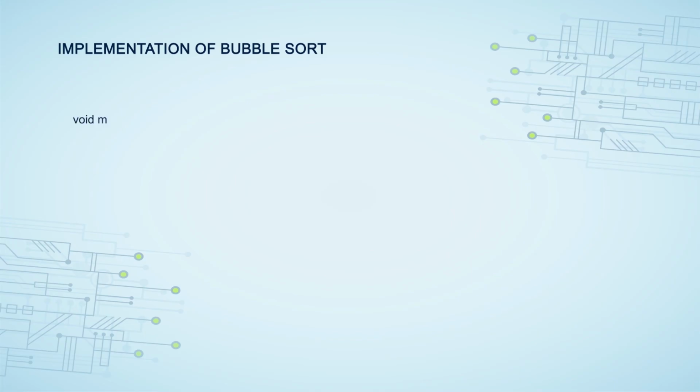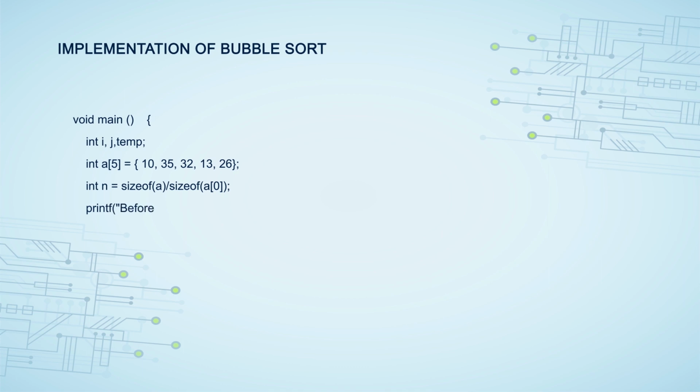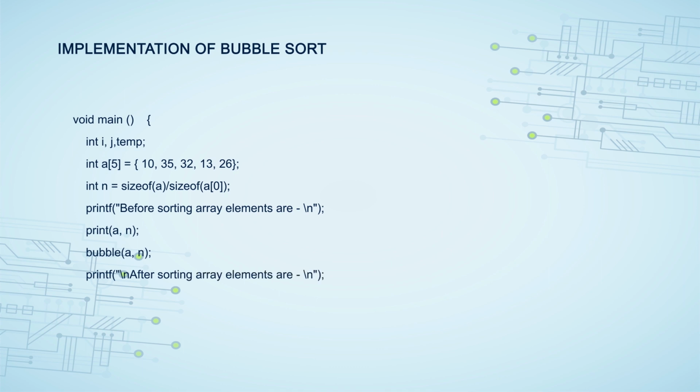After this I am writing the main function. Inside the main function I am writing 3 more variables i, j and temporary. I have initialized an array a of 5, and the values are 10, 35, 32, 13 and 26. Another variable I have taken is n, whose value will be the size of a divided by the size of the first element of the array. So, this will calculate the number of elements present in this array.